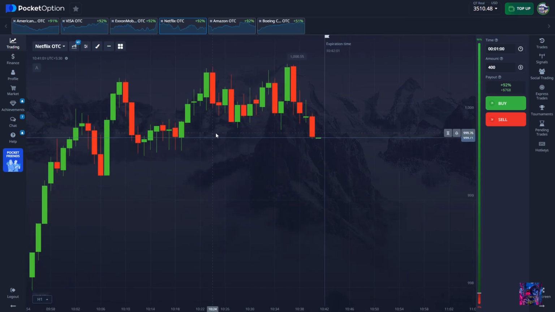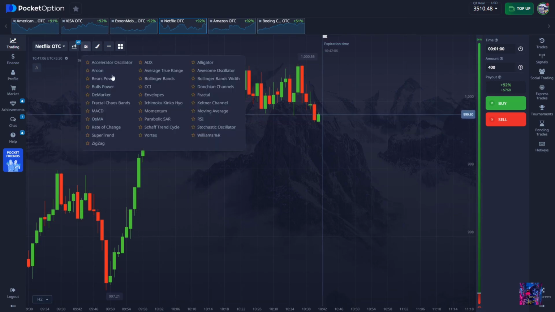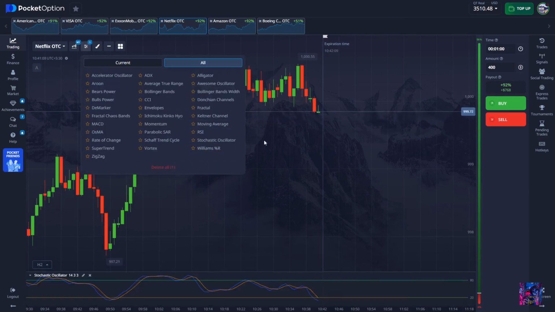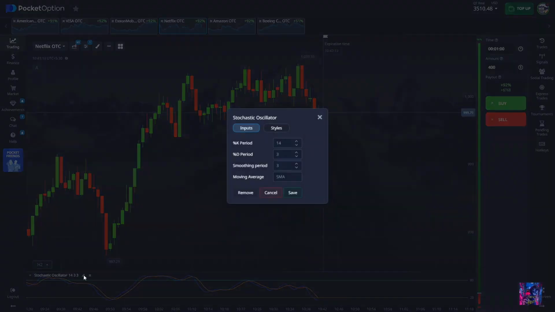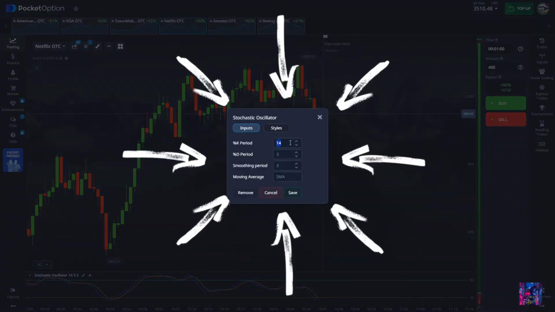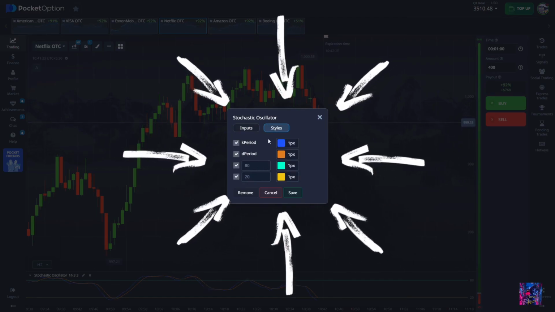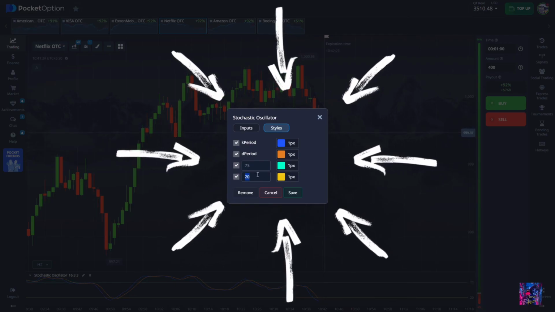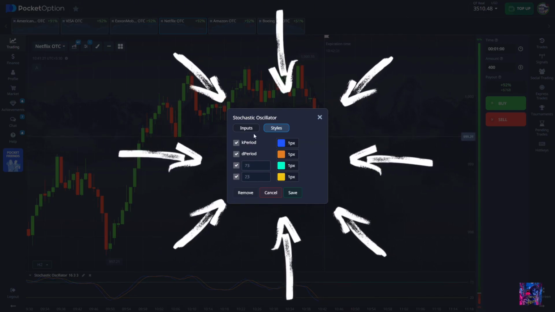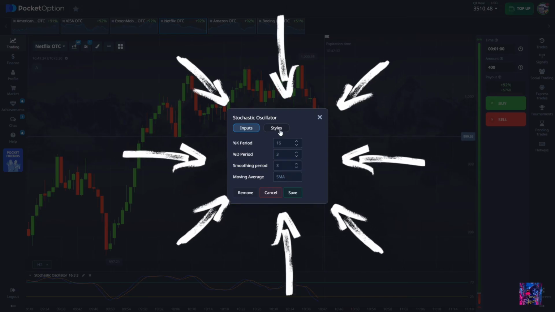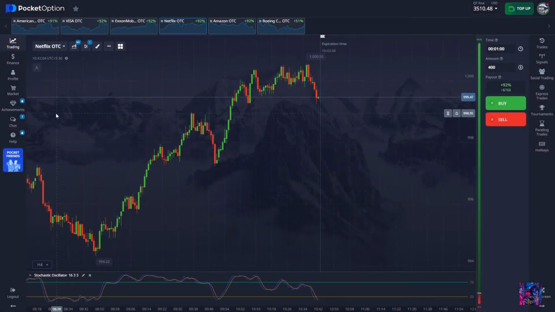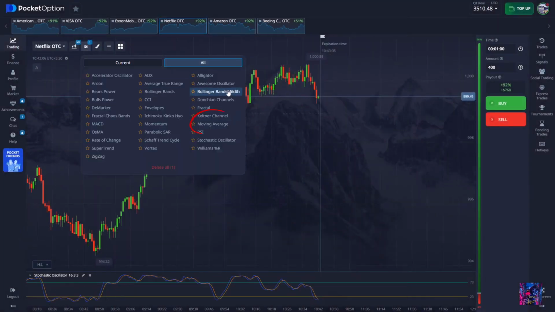Our first indicator is going to be the stochastic oscillator. After selecting the stochastic oscillator, change its settings: its K period should be 16, its D period should be 3, and its smoothing period should be 3. Then change to style and change this 80 to 73 and this 20 to 23. Then save it.